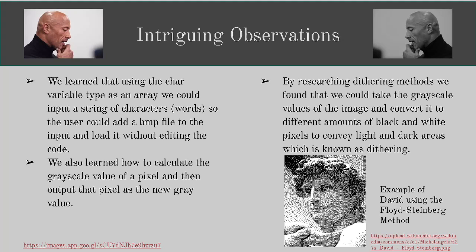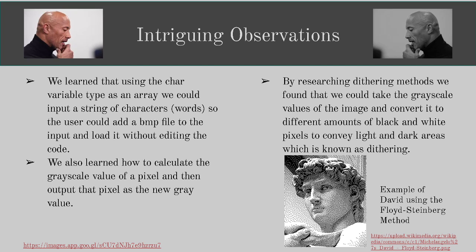For our intriguing observations, what we learned was that using the character variable type as an array, we could input a string of characters, like our words, like the input slash x.bmp, so that the user could put their BMP file in the input folder and then call to that in the command prompt without having to edit the code.